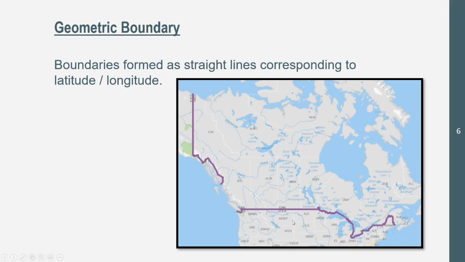As you can see here, if we look at some of the states and provinces of Canada and United States, there's a lot of latitude, longitude, geometric boundaries as well. So some of these states and provinces are also geometric boundaries.